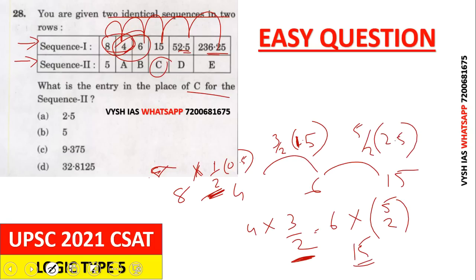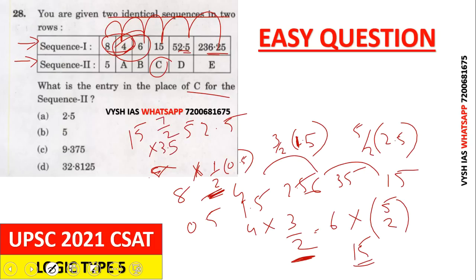So what they are doing is, they are multiplying by 0.5, they are multiplying by 1.5, they are multiplying by 2.5. So next they will multiply by 3.5. Like that they are doing. If you see the next one, 15 becomes 52.5 because they have done into 3.5, or into 7 by 2, whichever you want to take. That is what they have done. So like that same pattern, now put it in the one below.